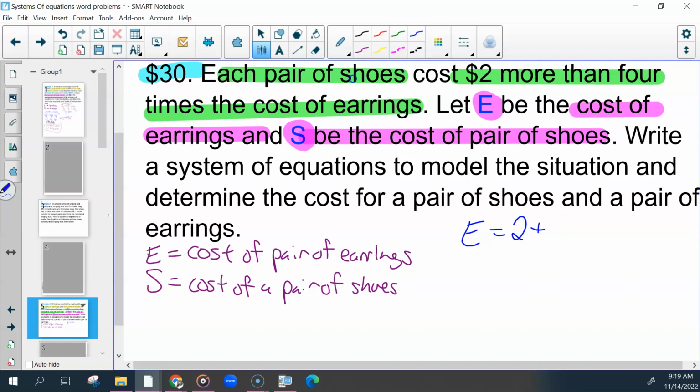No, we're not multiplying 4 times something. What are we multiplying by? What represents the cost of earrings? Oh, also, it should be S. That's my bad.